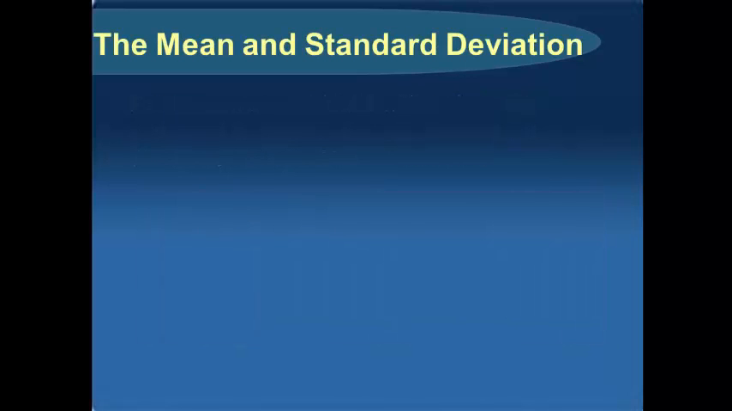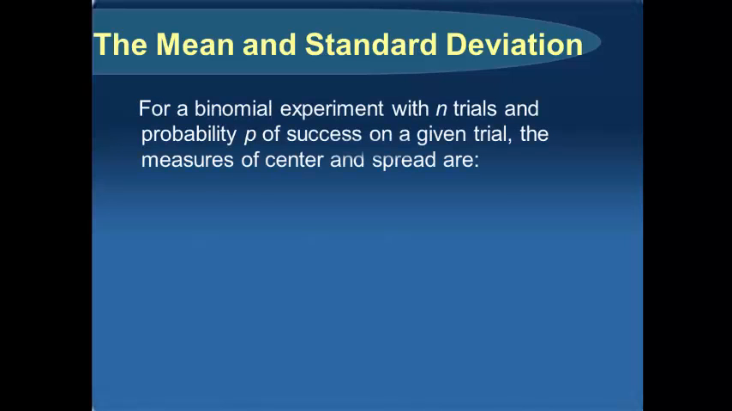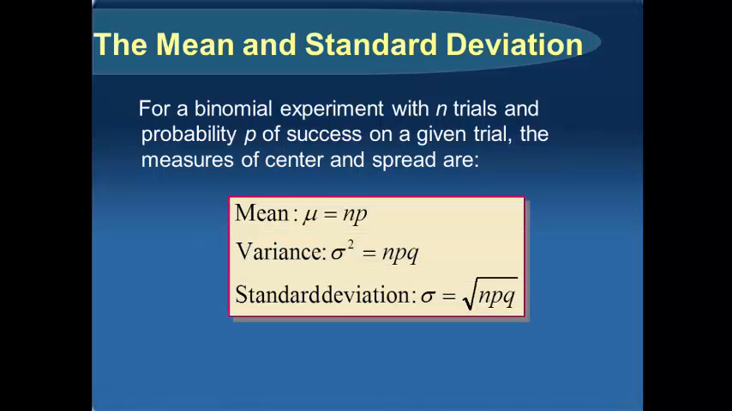The mean and standard deviation. For a binomial experiment with n trials and probability p of success on a given trial, the measures of center and spread are: the population mean equals n times p, where n is the number of trials and p is the probability of success.